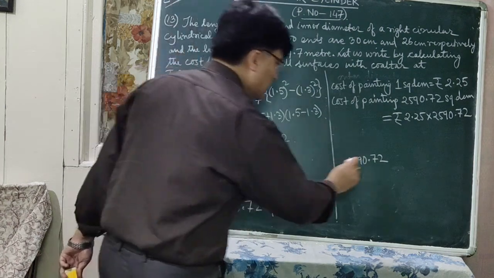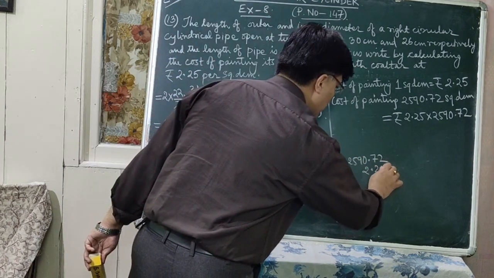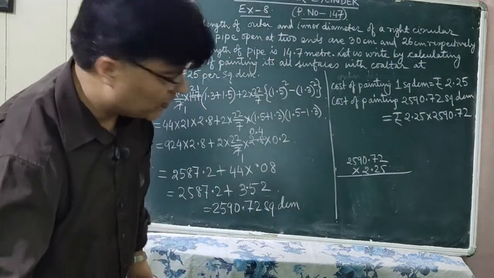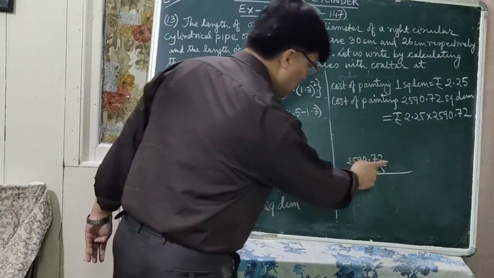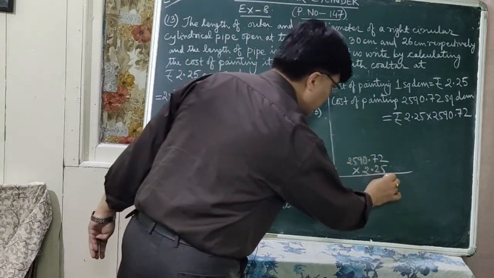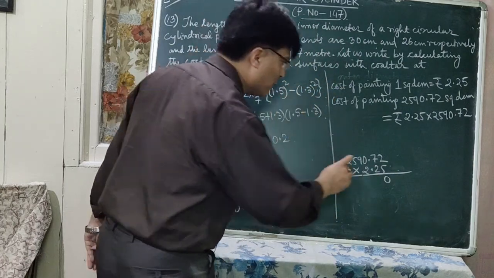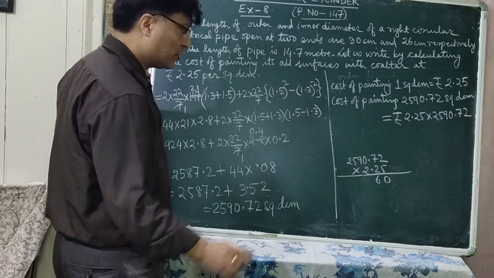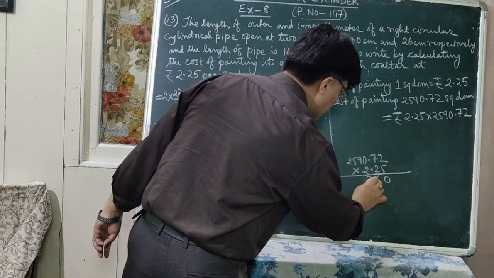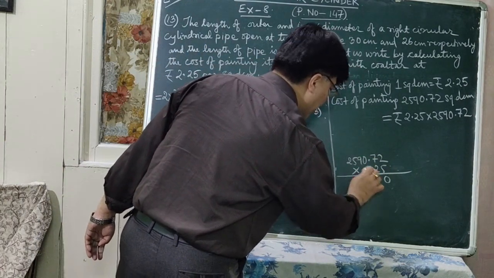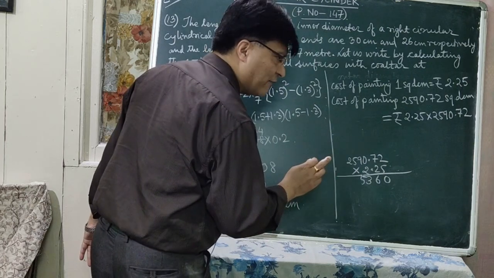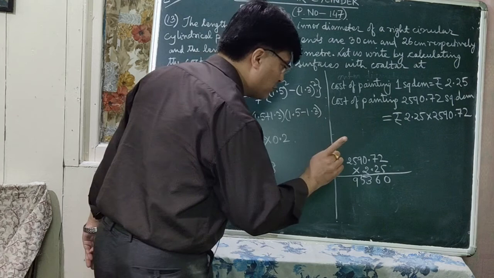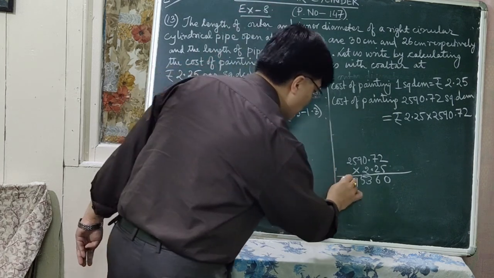2590.72 is multiplied by 2.25. So let us multiply it. You know how to multiply it. 5 2s are 10, 0, 1. 7 5s are 35, plus 1 is 36. 3. 5 zeros are 0, plus 3 is 3. 5 nines are 45, 4. 5 fives are 25, plus 4 is 29, 2. 5 twos are 10, plus 2 is 12.